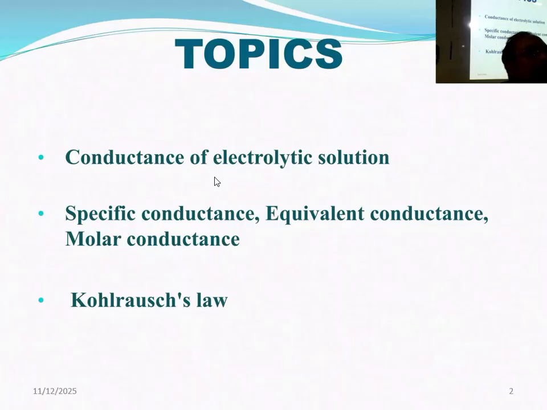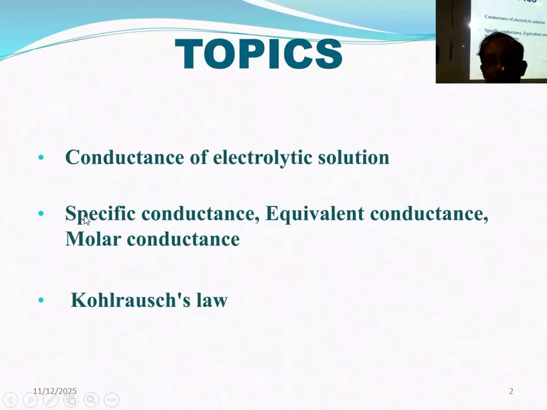Some chemicals like acetic acid, citric acid, which are organic acids, are weak electrolytes, because they are dissociated little in the aqueous solution. Those which are dissociated little are called weak electrolytes. Those which are dissociated very strongly are called strong electrolytes. Okay, so this is the conductance of electrolytic solution. That is the first point.